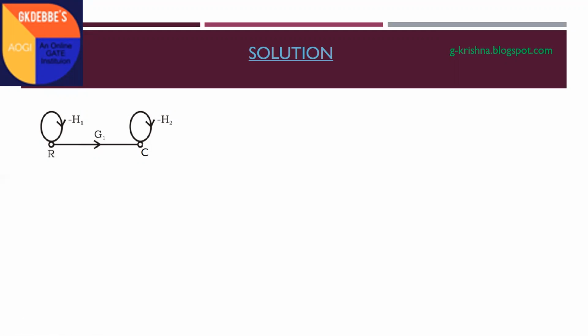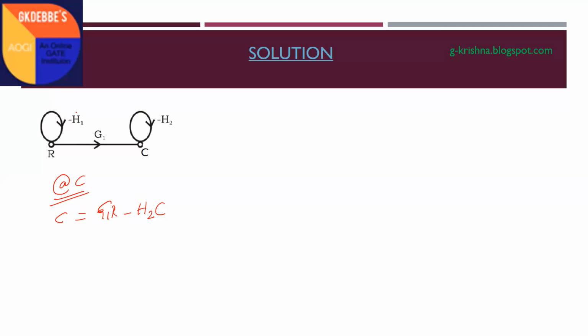Then how to solve it? Apply the property of the node, that a node value is equal to the sum of all the incoming branches, and its value will not be affected by the outgoing branches. For using this property, write the system equations. If I apply that property at node C, the equation you can write is C is equal to... there are two incoming branches for the node C, one from R and another from C itself. That is, C is equal to G1 into R minus H2 into C.